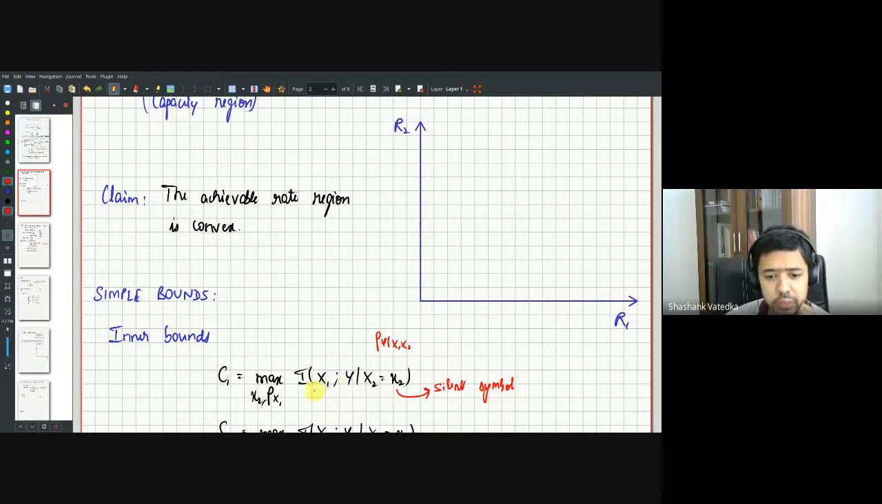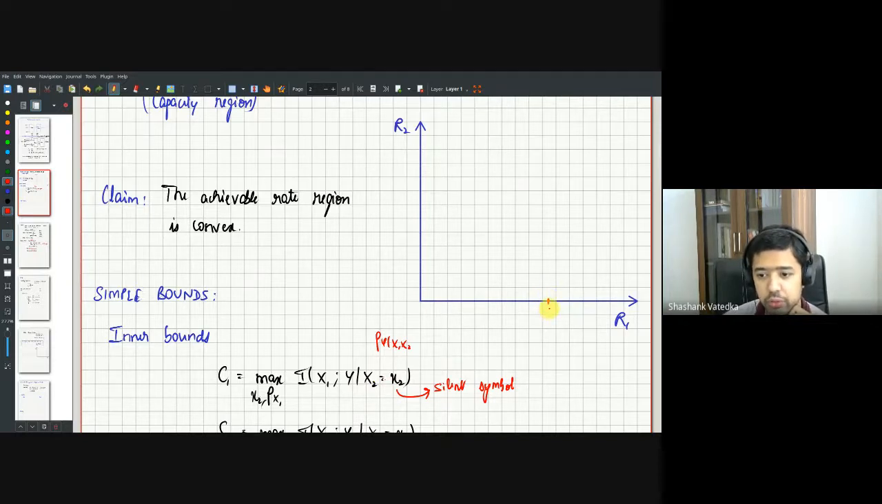And in particular, depending on what P of y given x1, x2 looks like, you may want to choose this silent symbol in a clever fashion. So you want to choose that x2, the silent symbol, for which this mutual information is as large as possible. Right? So really the maximum rate at which you can transmit is the max over both p(x1) as well as x2 of the mutual information between x1 and y, given that x2 equals little x2.